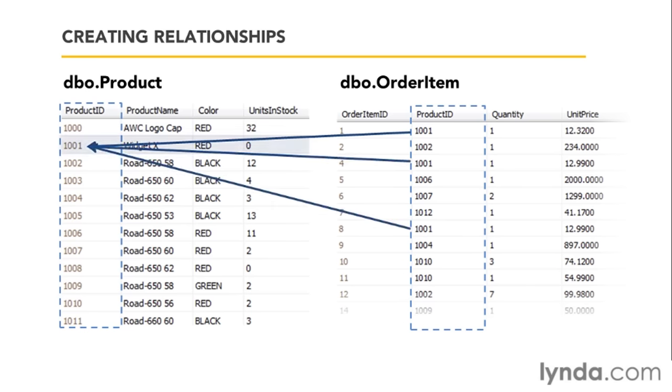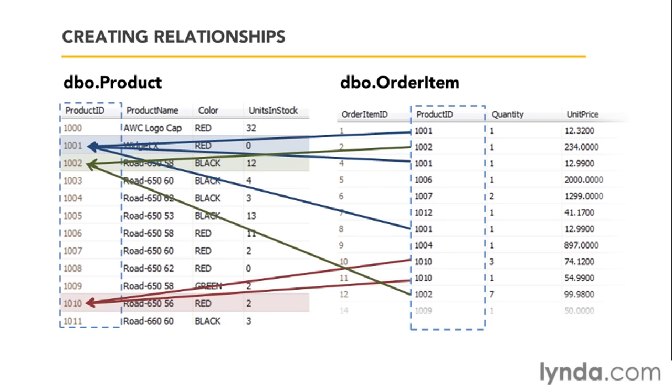We could have, for example, the product ID 1001 3 times in order items, or 4 times, or a dozen, all referencing the same product. We could have 1010 pointing to our 1010 product. We could have 1002. This is the relationship that we're talking about between our tables. In the product table, product ID is referred to as the primary key. It is unique. In the order item table, product ID is referred to as a foreign key. It's a key to some other table, allowing us to join our information together.